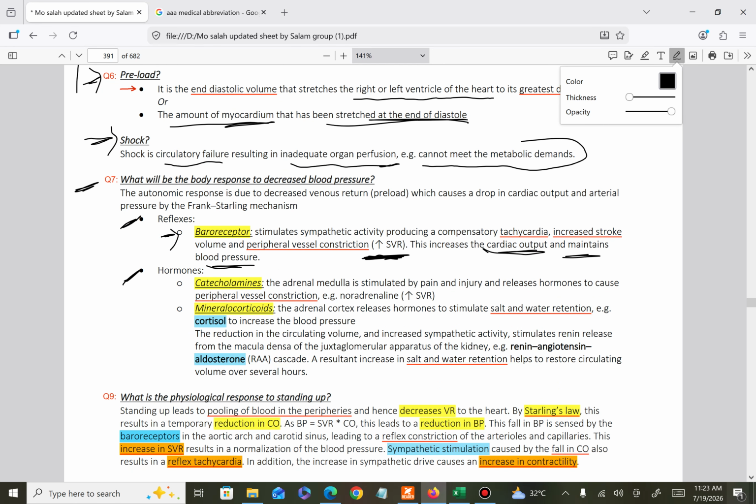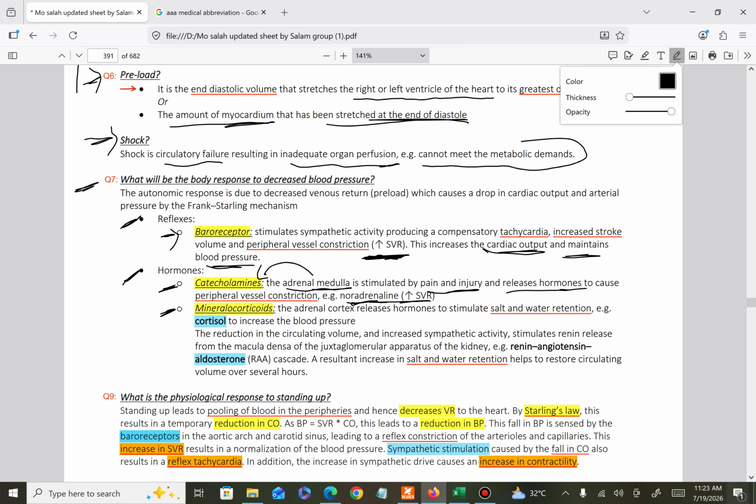So the hormones which are released in a patient when he or she has decreased blood pressure are catecholamines and mineralocorticoids. Okay, the catecholamines are secreted from the adrenal medulla. The adrenal medulla is stimulated by pain and injury and releases hormones to cause the peripheral vessel constriction, for example noradrenaline, which causes the increase in systemic vascular resistance.